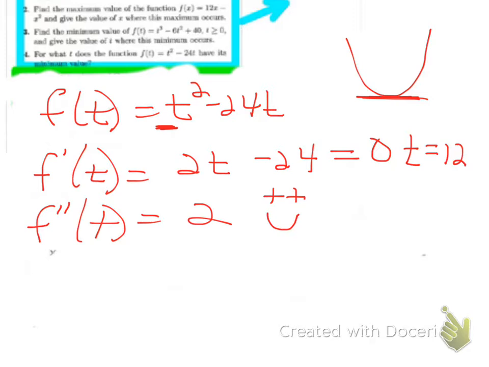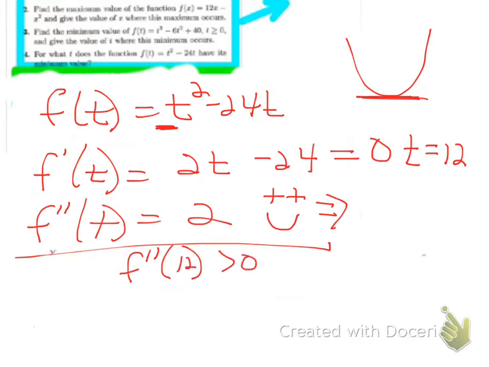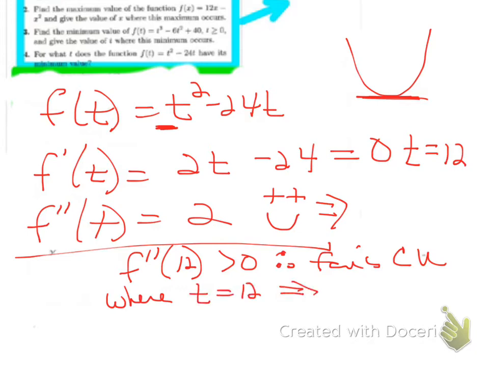So we are done because all they ask is for what t value the function has its minimum value. So you would write about your second derivative test, which is right here. You would say that since f prime prime of your critical value, which is 12, is greater than 0, therefore the function is concave up where t equals 12, which leads to a minimum f of t. Okay, so we're done with that.